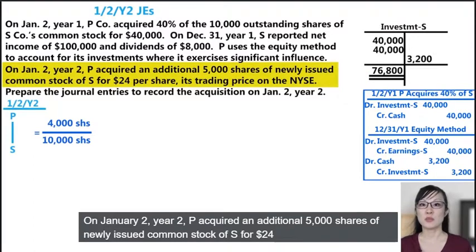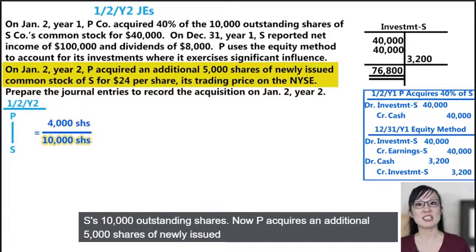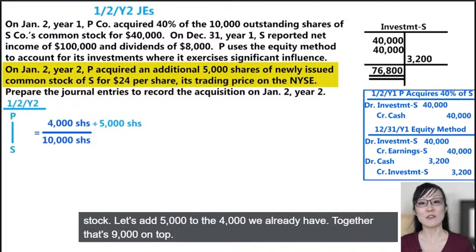On January 2, year 2, P acquired an additional 5,000 shares of newly issued common stock of S for $24 per share, its trading price on the NYSE. Let's figure out P's new ownership percent first. P owns 4,000 of S's 10,000 outstanding shares. Now P acquires an additional 5,000 shares of newly issued stock. Let's add 5,000 to the 4,000 we already have. Together, that's 9,000 on top.